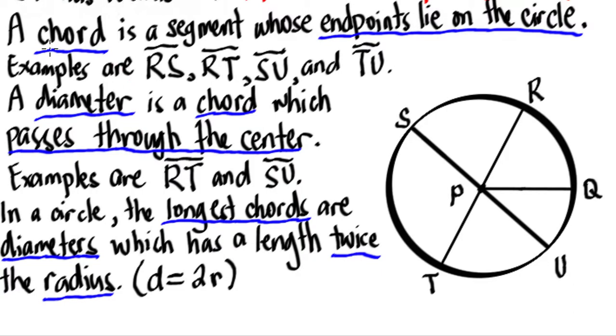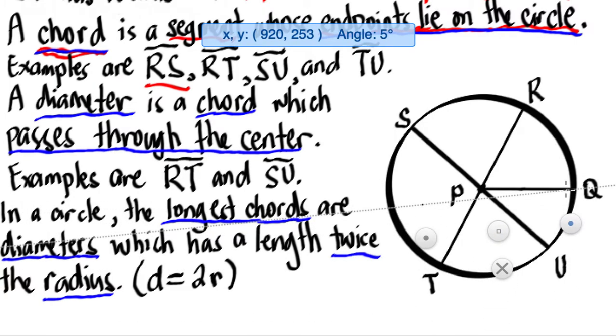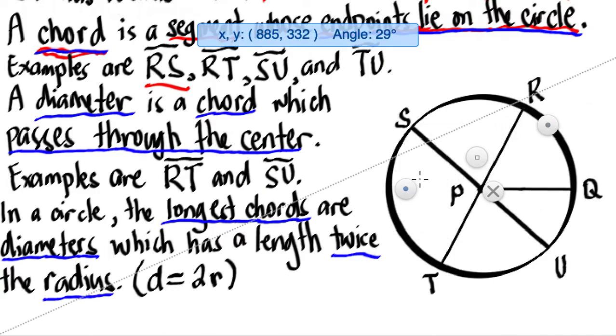Next is a chord. A chord is also a segment, and a segment is a line with two endpoints, right? Its endpoints, both of them, are on the circle. So for example, RS is a chord, which I haven't drawn yet. Sorry about that. Let me draw it. R is here, S is here.